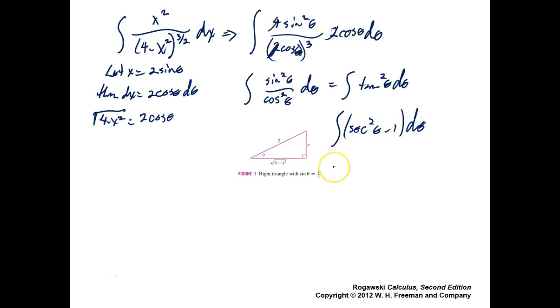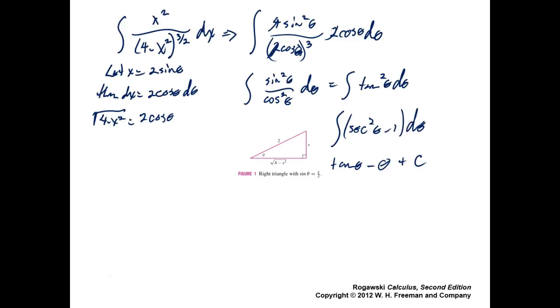Okay. Anyone know what the antiderivative of secant squared theta is? It's tangent theta, right? How about 1? Theta. Perfect. There we have our integral. Okay. And I guess we need a plus c here, but we need to get back to our x's. And this is where the triangle comes into play.